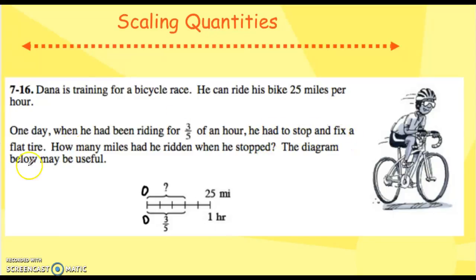when he had to stop and fix a flat tire. So if I have 25 miles as my whole and I have my hour broken up into fifths, I will also break my miles up into fifths. So I have 1/5, 2/5, 3/5, 4/5, 5/5. If I divide 25 into 5 parts, 25 divided by 5 is 5. So each of my parts here is 5 miles. So I'm splitting up my whole of 25 miles into fifths.